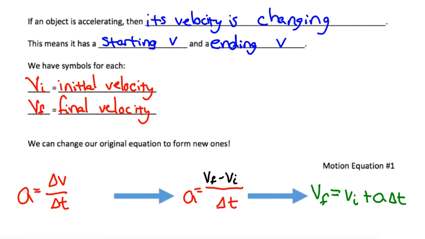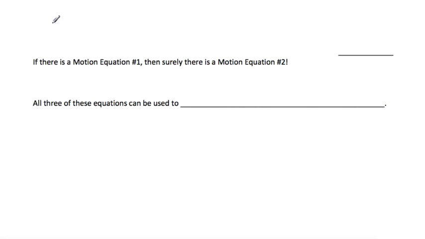All right, flip the page over, and it tells you if there is a motion equation number 1, then surely there's a motion equation number 2. This one we could also go through and figure out how to do it mathematically, but it's a little bit more complicated, so I'm just going to give it to you. Motion equation number 2. This is an equation for delta x, or distance. So if something is accelerating, you know how far it will move.